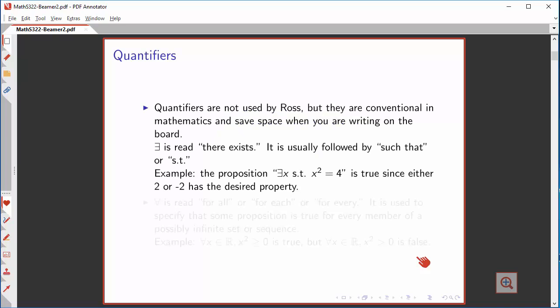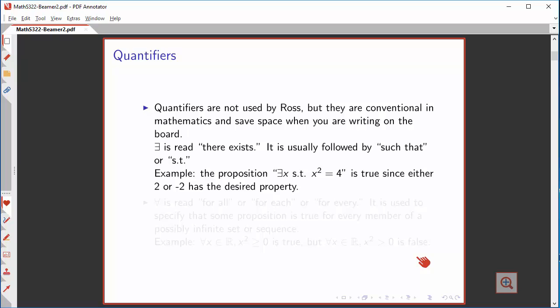Let me start by introducing a bit of notation. These quantifiers are absolutely standard in serious mathematics. For some strange reason, they're not used by Ross in our textbook, but they save a lot of space when you're writing on the board, and I'm going to encourage you to use them throughout the course.